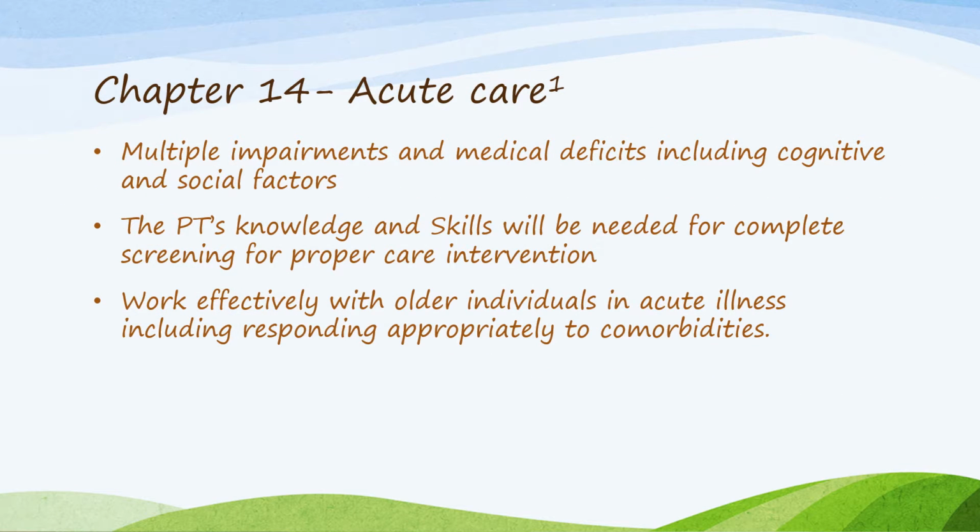Chapter 14 is acute care. We're addressing persons with multiple impairments and probable multiple deficits, including potential cognitive and social factors. Our PT knowledge and skills are greatly needed to have a thorough screening for proper intervention, and we need to work effectively with the older client in that acute care setting because of the potential of comorbidities.